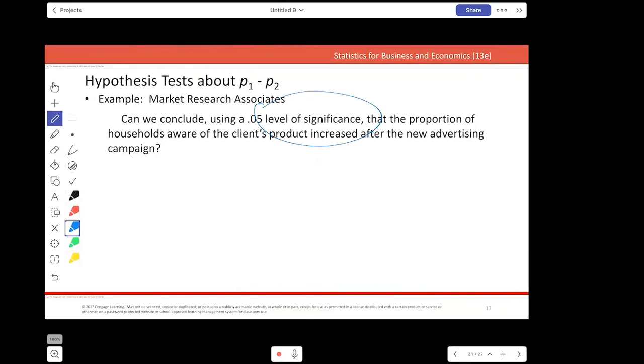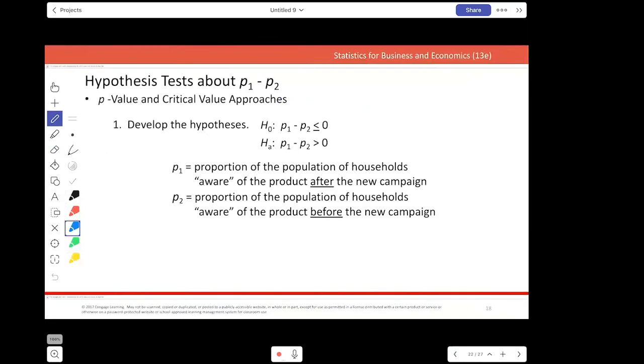If it increased, that means the proportion after must be bigger than the proportion before. Now remember the way in which they've defined the proportions, P1 is after and P2 is before. So P1 minus P2 should be greater than 0 if they increased the proportion of households aware of their product. So that should be our research hypothesis, and therefore the null is exactly opposite.